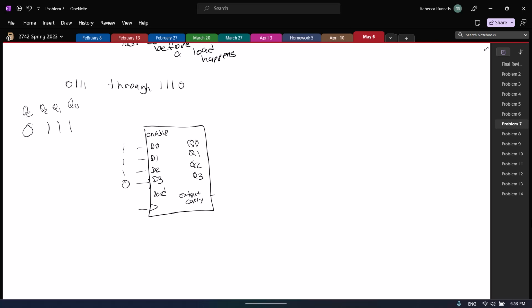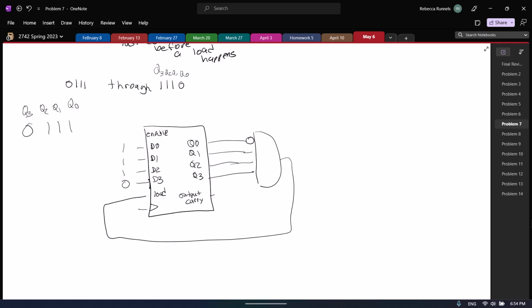So what will always work would be if I take the AND of all of these, and this is Q3, Q2, Q1, Q0, and I make Q0 0, and the others 1, that will always work to be your load. But a lot of times you don't need the 0 parts. Sometimes you do, but a lot of times you don't.